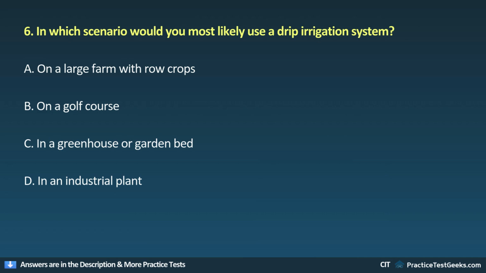6. In which scenario would you most likely use a drip irrigation system? A. On a large farm with row crops. B. On a golf course. C. In a greenhouse or garden bed. D. In an industrial plant.